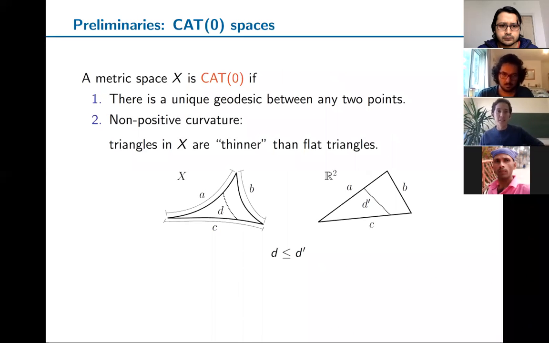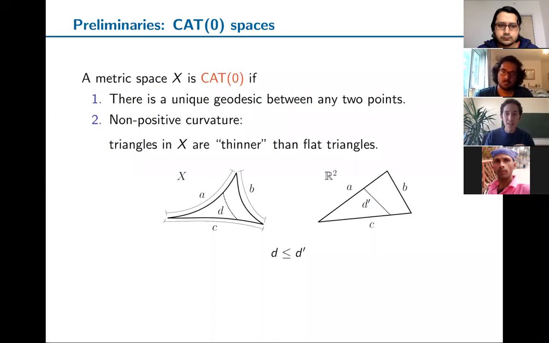So CAT(0) spaces. A map or a space is a CAT(0) space if for any 2 points in your map, there is a unique path of minimal length between these 2 points. These paths of minimal length are called geodesics. And second, you need that this space has non-positive curvature. So if you have a triangle in your space, you want this triangle to be thin, which means that if you have 2 points in your triangle, the distance between these 2 points is smaller than or equal to the distance of the corresponding points in a triangle in the plane.